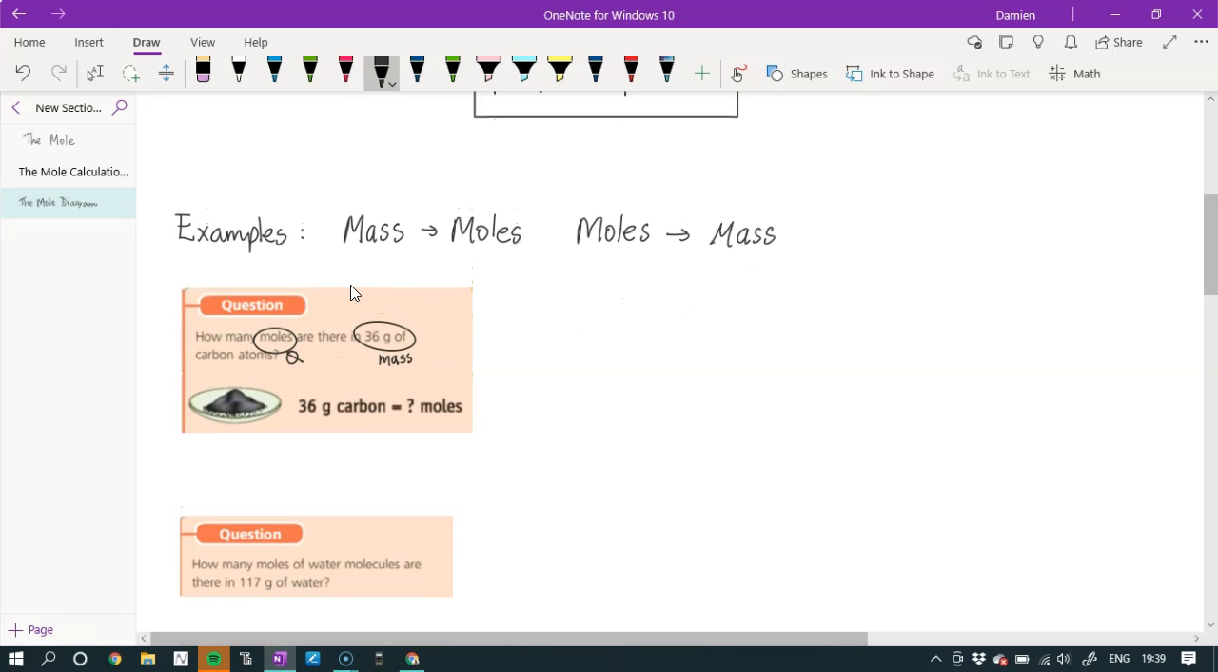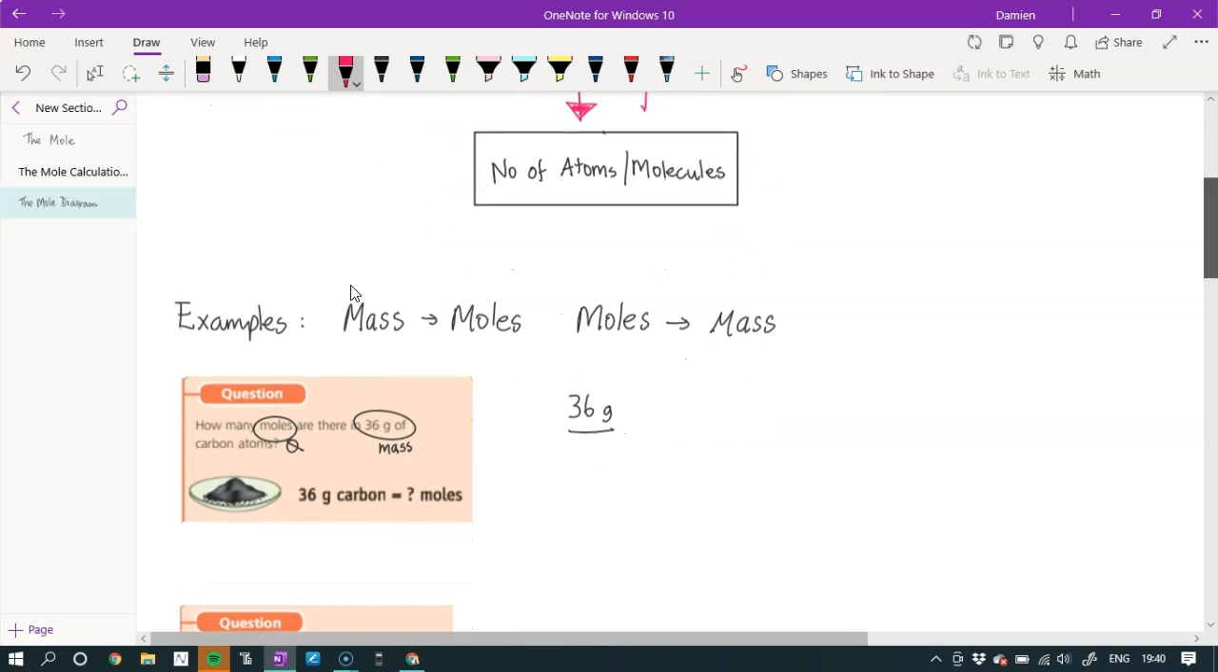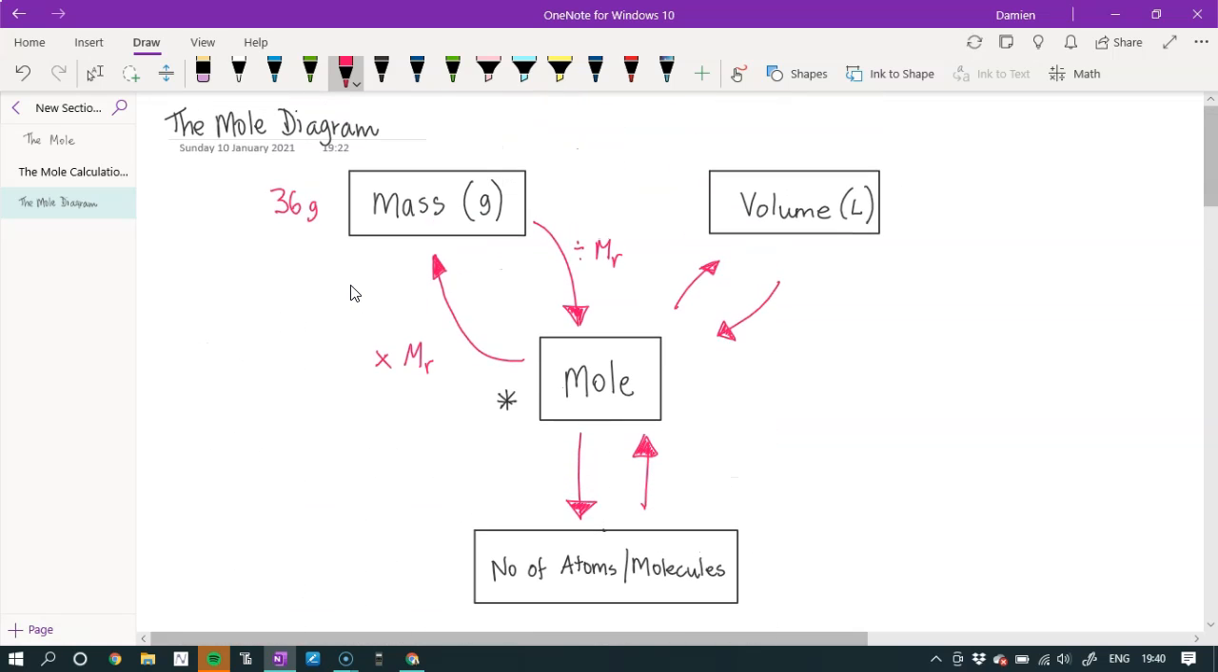So when we come back down to this question, we have 36 grams divided by the molecular weight. Again, you're starting here at 36 grams. The compound we're dealing with is carbon. So you've got to go from 36 grams down to moles, so you've got to divide by the molecular mass. The molecular mass of what? The molecular mass of carbon.